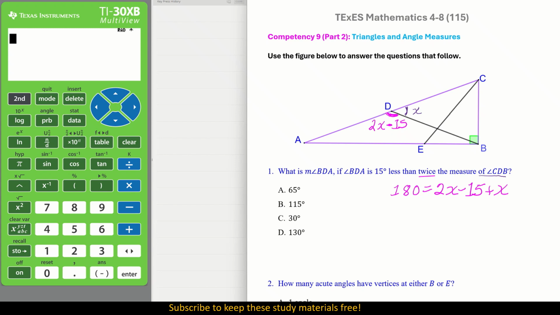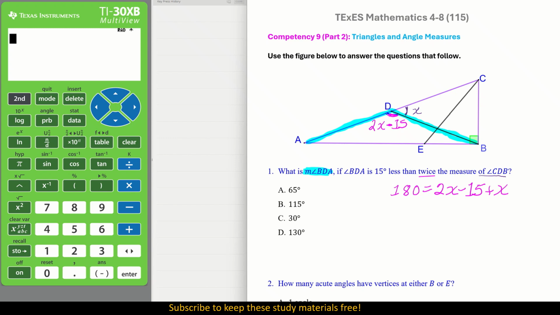Now, there's a couple ways to look at this. We can solve this and go through all the manipulations. Remember, we are trying to find the full measure of this angle, BDA. We're trying to find this guy right here. But before we can find the angle, we need to find x. So that's where we are right now. You could go through all the manipulations, however, we've set it up.